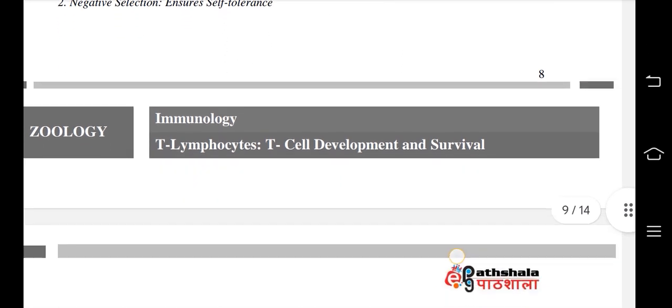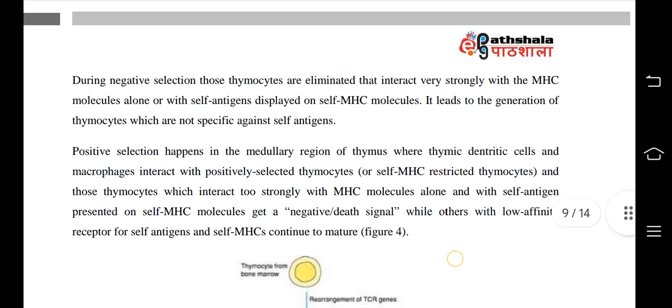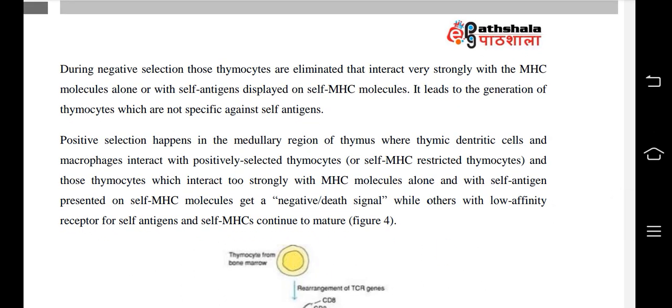Negative selection ensures self-tolerance. During negative selection, those thymocytes are eliminated which interact very strongly with the MHC molecule alone or with self-antigens displayed on self-MHC molecules. It leads to the generation of thymocytes which are not specific against self-antigens.